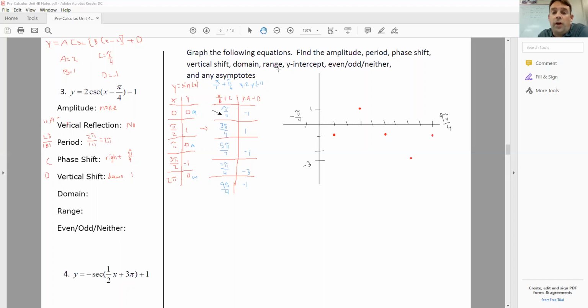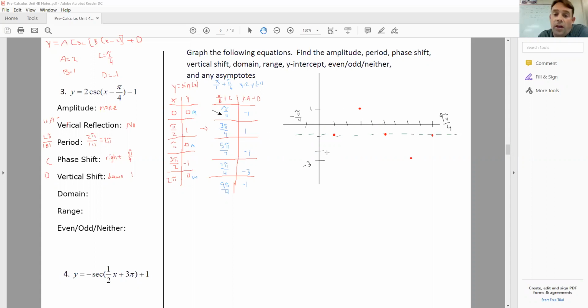So you can kind of see where that midline is. So here's that midline right over here. Oops, I was supposed to put the negative 1 there. So those are where the original x-intercepts were.